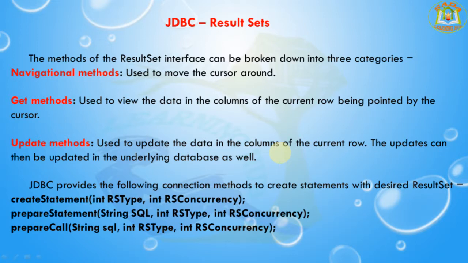The cursor is movable based on the properties of the result set. These properties are designed when the corresponding statement that generated the result set is created. JDBC provides the following connection methods to create a statement with a desired result set. The first one is createStatement. The createStatement takes two integer arguments. The first one is result set type and the second one is result set concurrency.